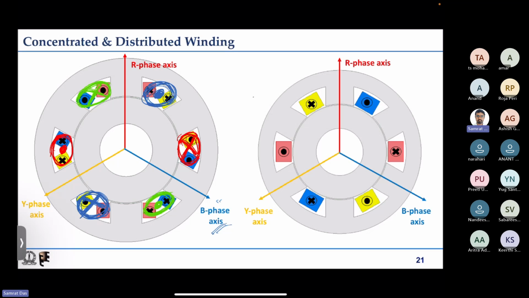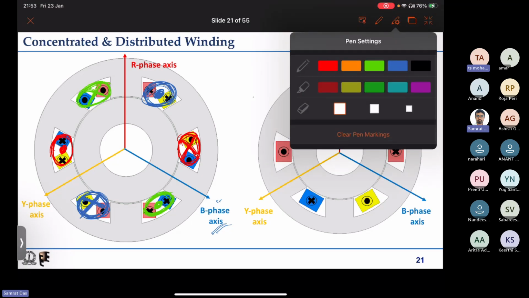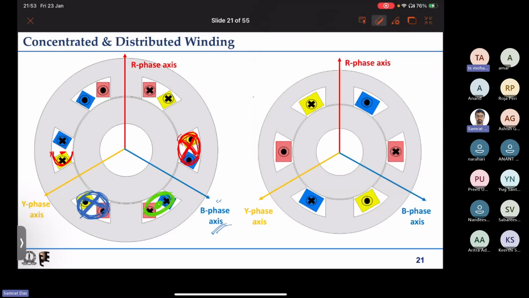Come again, I did not get you. So in the concentrated case, we have a top pole portion and a bottom pole portion. We are using it for the R phase. Rather than that, you just divide the entire machine by three, and use one particular portion for the R phase, another portion for Y, and another portion for B. And why do we have to separate into two parts? So what is your proposal?